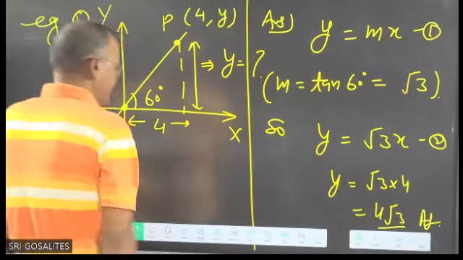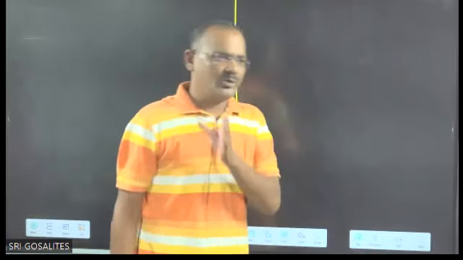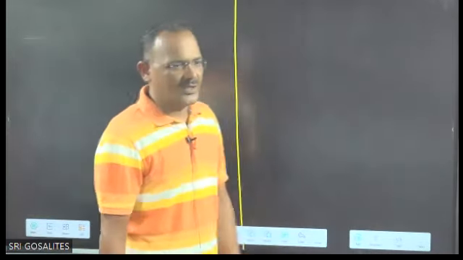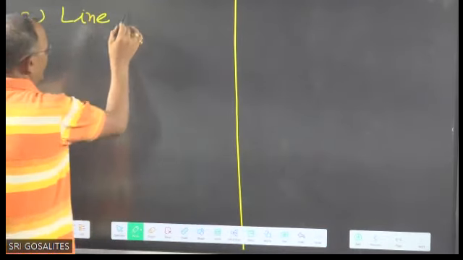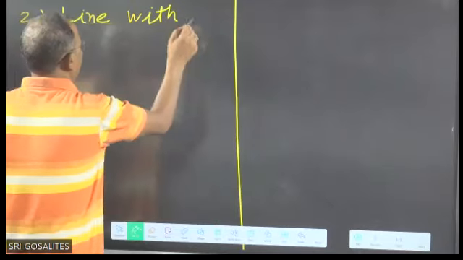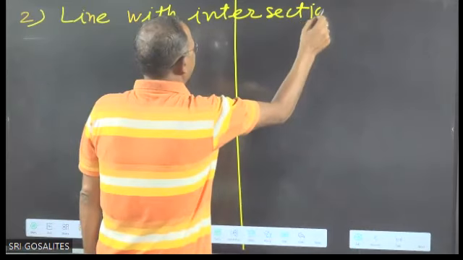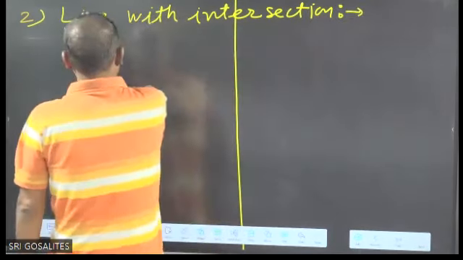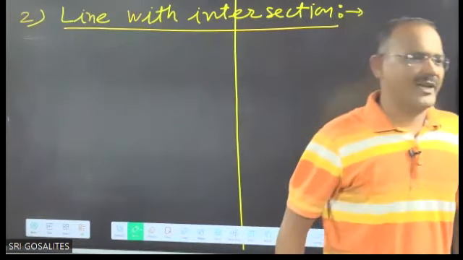Good, fine. Take care. So now we have already discussed the coordinates, the distance formula, and the line which is passing through the origin and its equation, and how to calculate the coordinates using the equation of the line. Now we will discuss, note down with me, second, line with intersection. Say it, line with intersection.